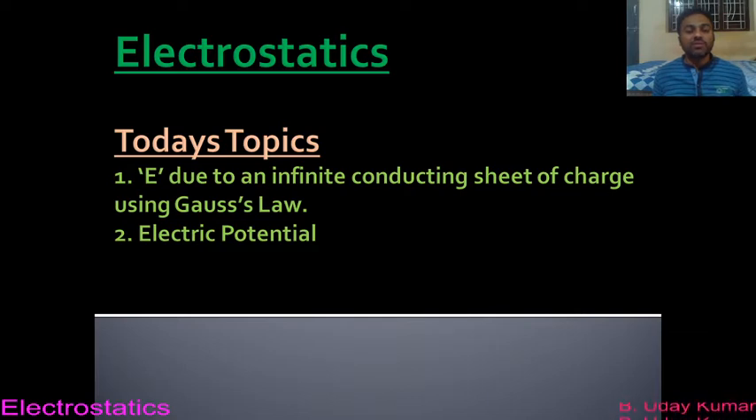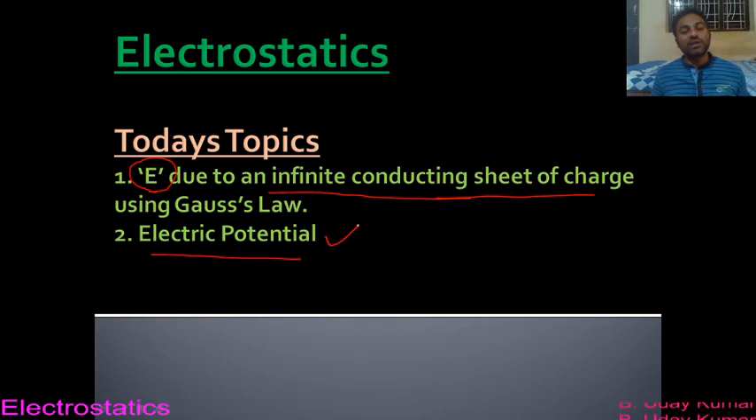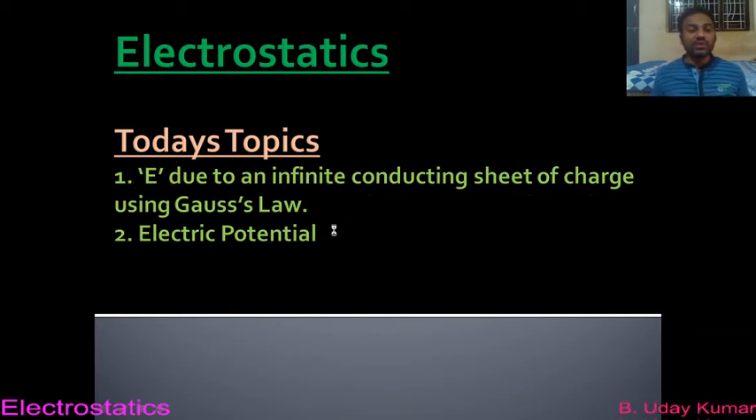So in our last video we tried to understand and find the electric field intensity due to an infinite non-conducting sheet of charge. In today's video lesson we try to find the electric field intensity due to an infinite conducting sheet of charge, and also we try to understand the definition of electric potential, which is denoted by V. Okay, so anyway, we just move on to the topic now.